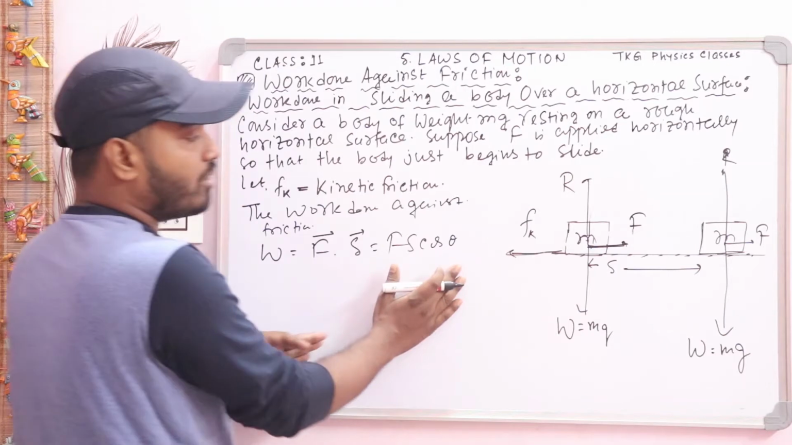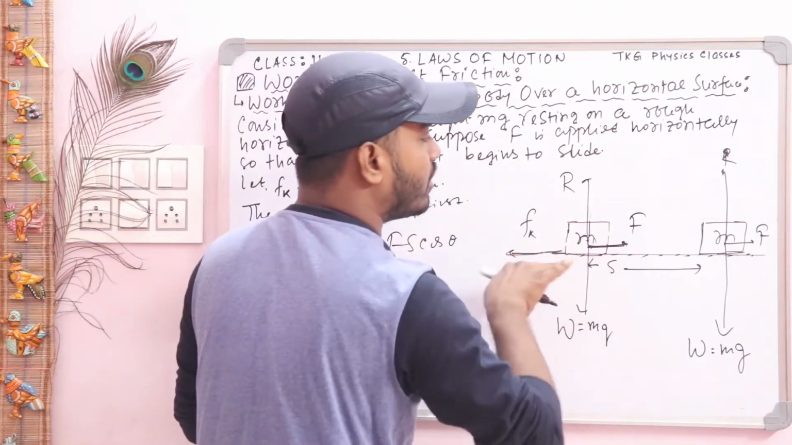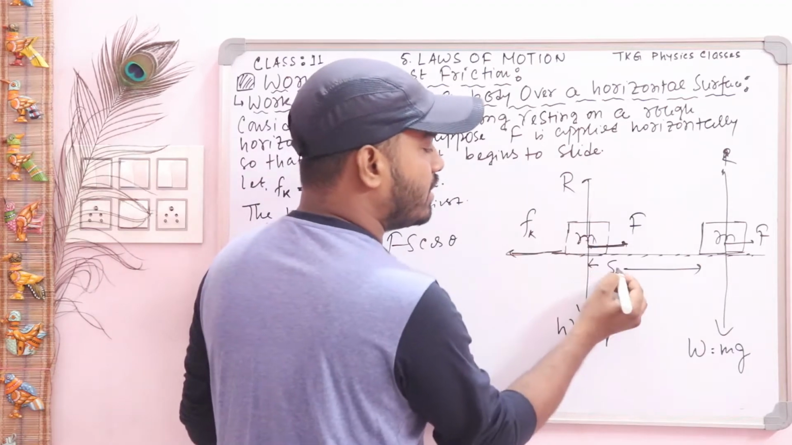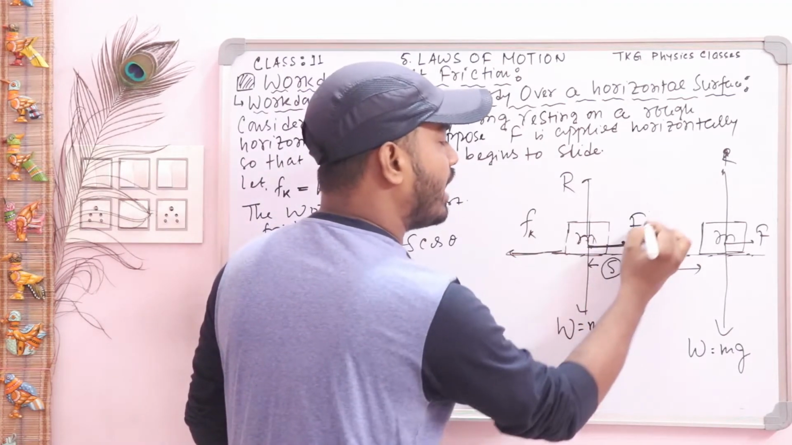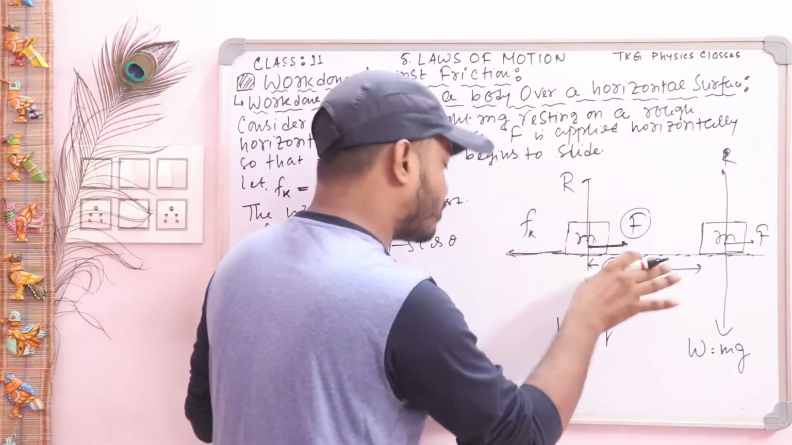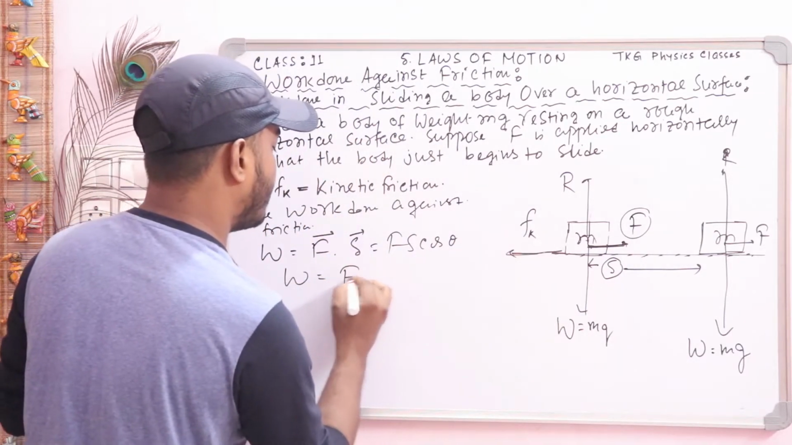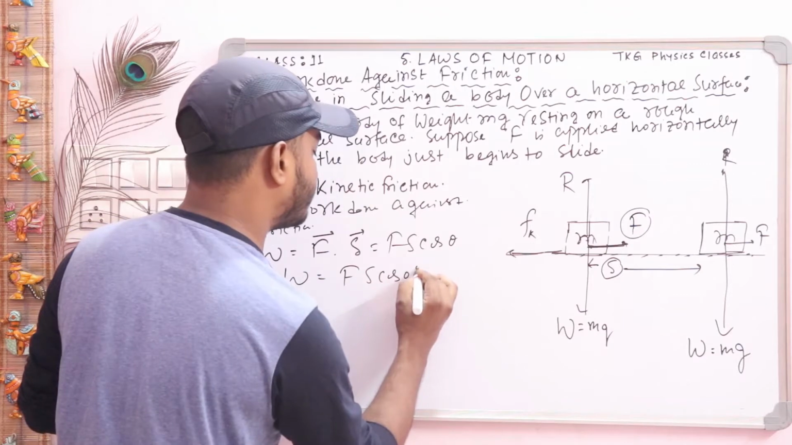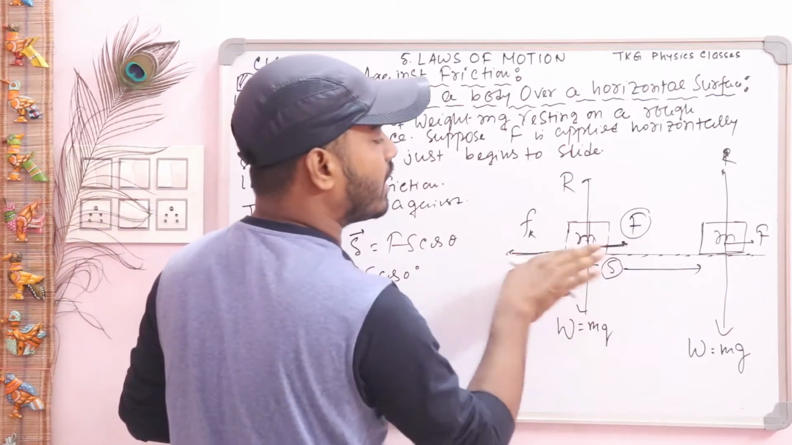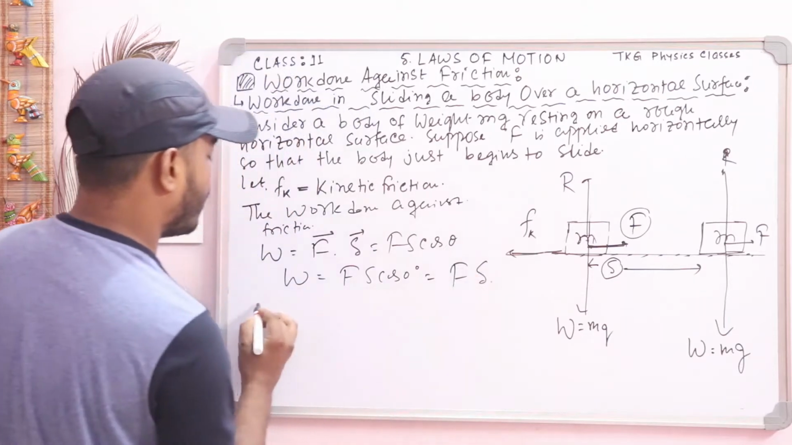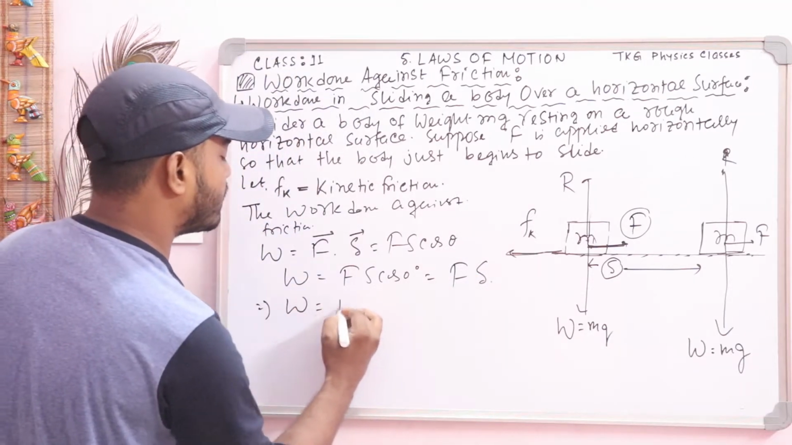Here the force is applied along the horizontal direction and the body is displaced along the same direction, so the direction of S and the direction of F are the same. So theta is equal to 0 degrees. W equals Fs cos 0, because F and S are along the same direction, so the result is F into S. The expression of work done is F into S.